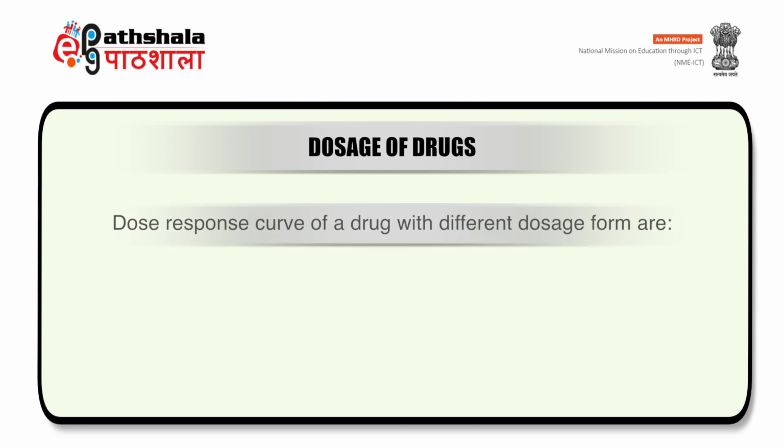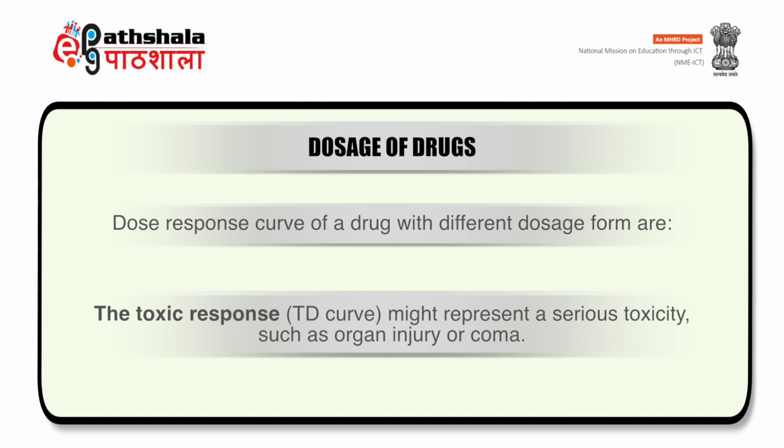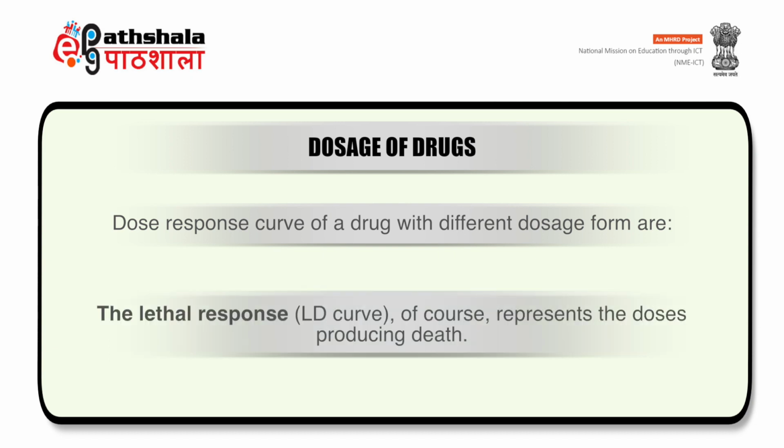In the dose response curves of a drug with different dosage forms, there is the sentinel response curve. It might represent a relatively safe acute toxicity such as odor or minor irritation to the eyes or nose. The toxic response or TD curve might represent a serious toxicity such as organ injury or coma. Then there is a lethal response curve. The lethal response or LD curve represents doses that produce death.